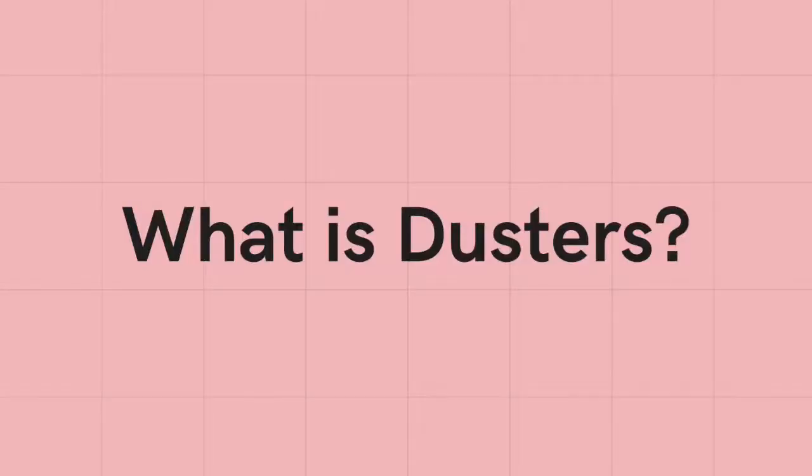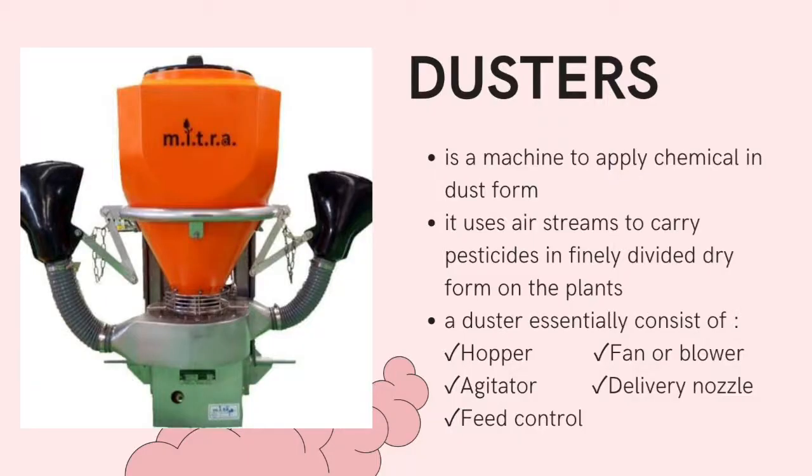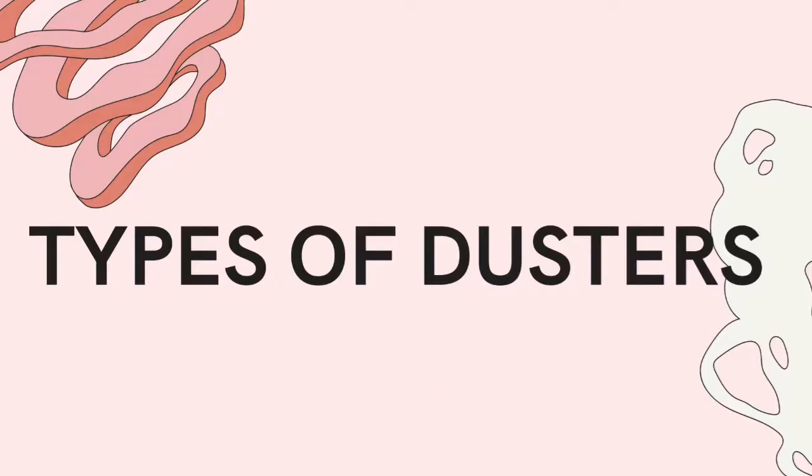What is a duster? A duster is a machine to apply chemicals in dust form. Dusters make use of air streams to carry pesticides in finely divided dry form onto the plants. A duster essentially consists of a hopper, agitator, feed control, fan or blower, and delivery nozzle. There are three types of dusters.